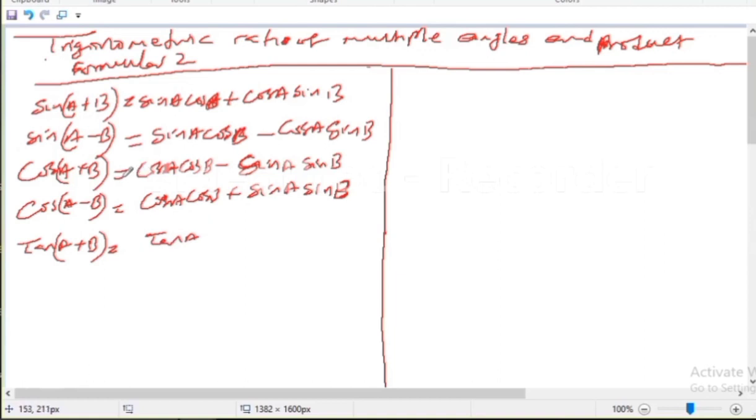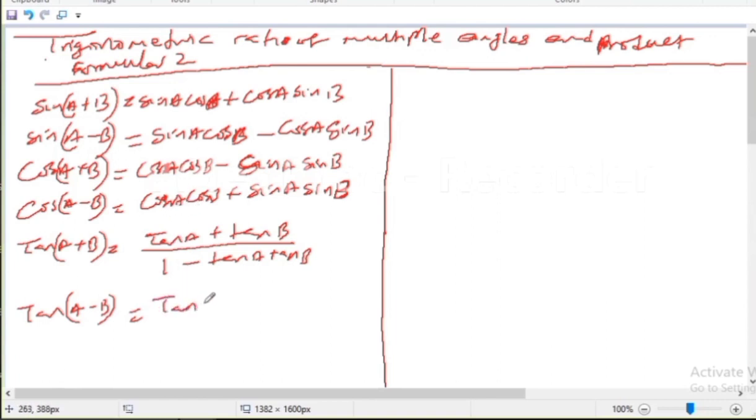And for this, here you have tan A plus tan B over 1 minus tan A tan B. So you have the other one like that also, that's tan(A minus B), which is equal to tan A minus tan B over 1 plus tan A tan B. So we have that one like that.